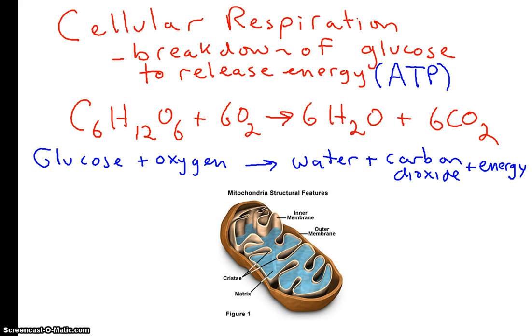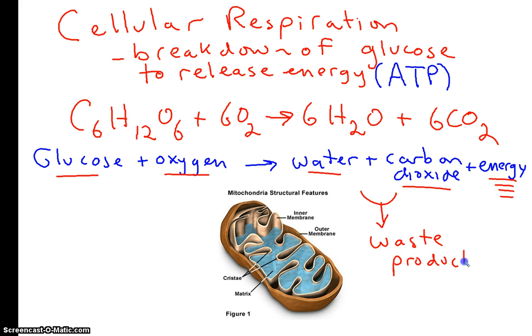So again, you've seen this equation before. C6H12O6 plus 6O2 yields 6H2O plus CO2. That is the equation for respiration. So basically, what it's saying is that glucose plus oxygen yields water, carbon dioxide, and energy. That's what we want. And in this case, water and carbon dioxide, though we don't always think of it this way, are actually the waste products. And if you remember back, water and carbon dioxide, the waste products of respiration, are what's required for photosynthesis to take place.